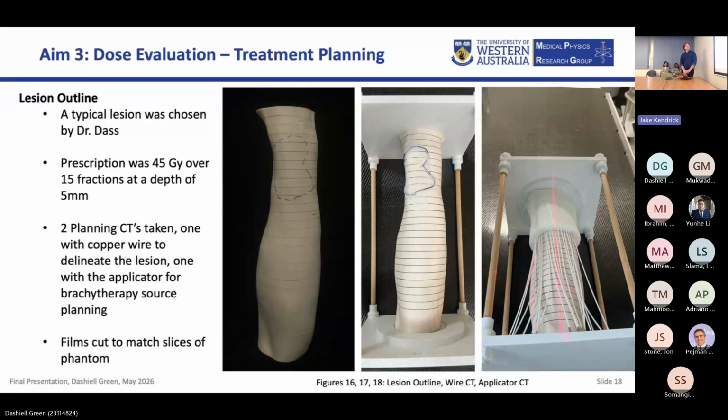So we had to undergo treatment planning. A typical forearm lesion was chosen by Dr. Das, prescribed 45 gray over 15 fractions at a depth of 5 millimeters. Two planning CTs were taken, one with a copper wire outlining the region, as well as one with the applicator for the brachytherapy source planning. Films were cut for calibration as well as to fit in between the slices of the phantom, as that's where we'd be measuring.